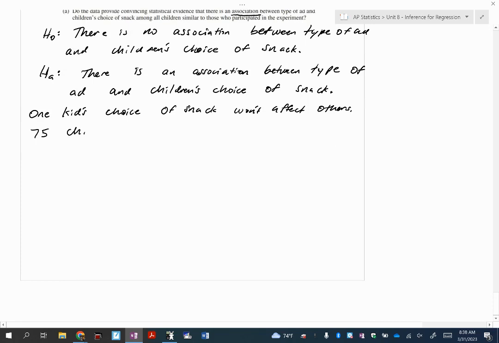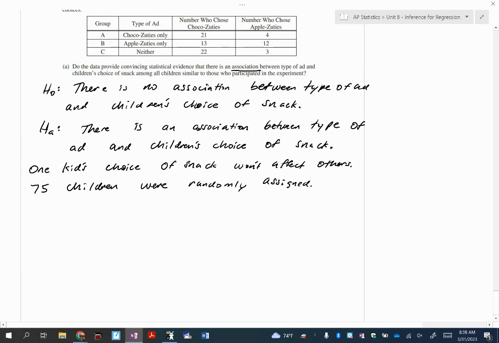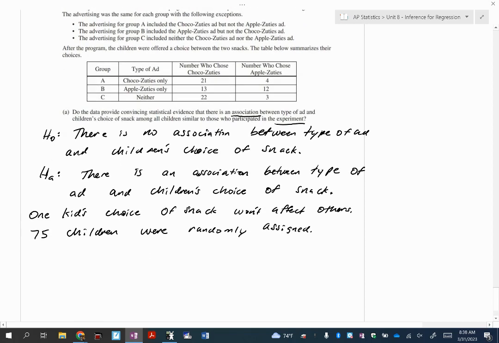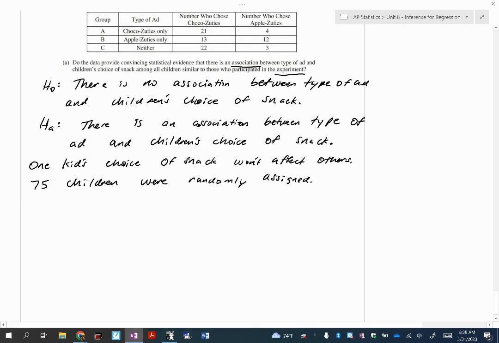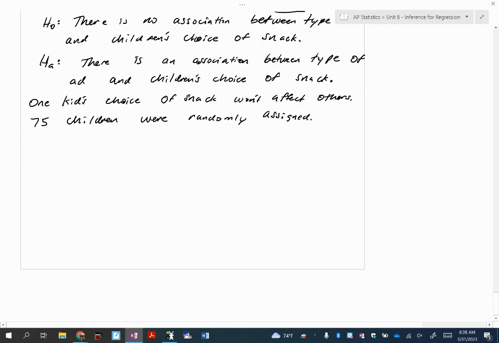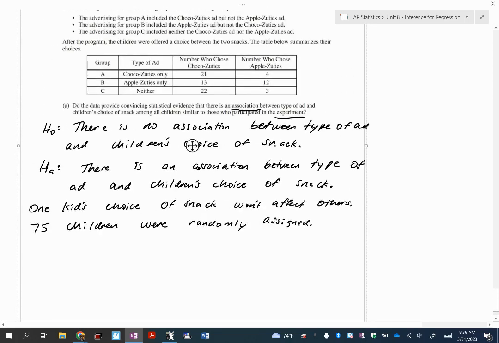So 75 children were randomly assigned. Now you could do all of the assumptions and conditions about the sample size, but because this is an experiment, it really doesn't pertain here to think about the 10% condition or whether our sample is large enough. So I'm not really that concerned about it, but I do need to check one thing that they will take off if I don't check: I do need to make sure that the expected values are all 5 or more. So I'm going to do the expected values in this table up here.